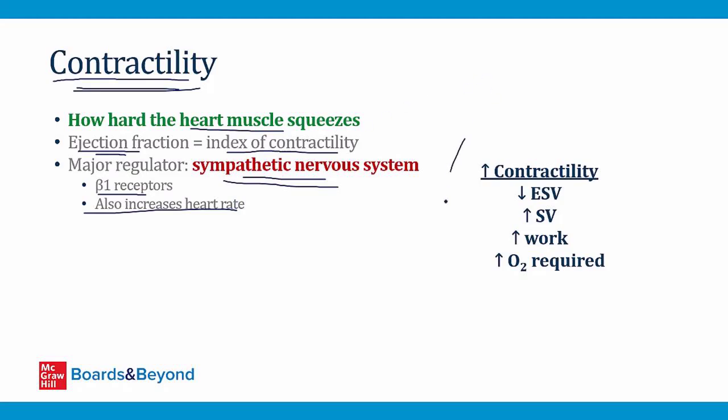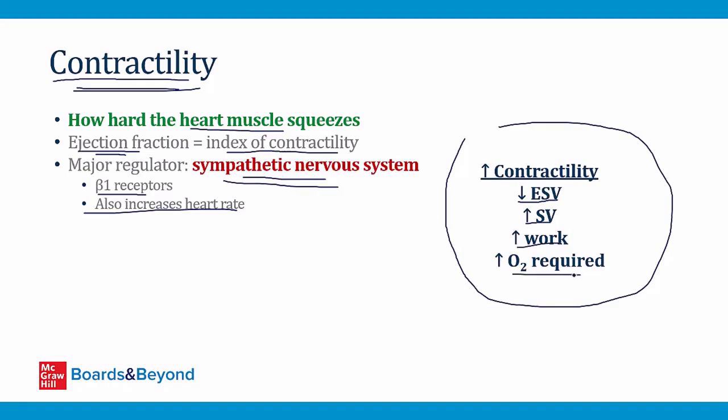And once again, I've shown on the screen here the things you want to remember about what happens when contractility goes up. When contractility rises, the ventricle pushes out more blood in systole. So at the end of systole, there will be a lower end systolic volume. When contractility goes up, also because more blood is pushed out of the left ventricle, the stroke volume will go up. And then finally, because the muscles are contracting more vigorously when contractility goes up, this leads to more work required for the heart and more oxygen required.